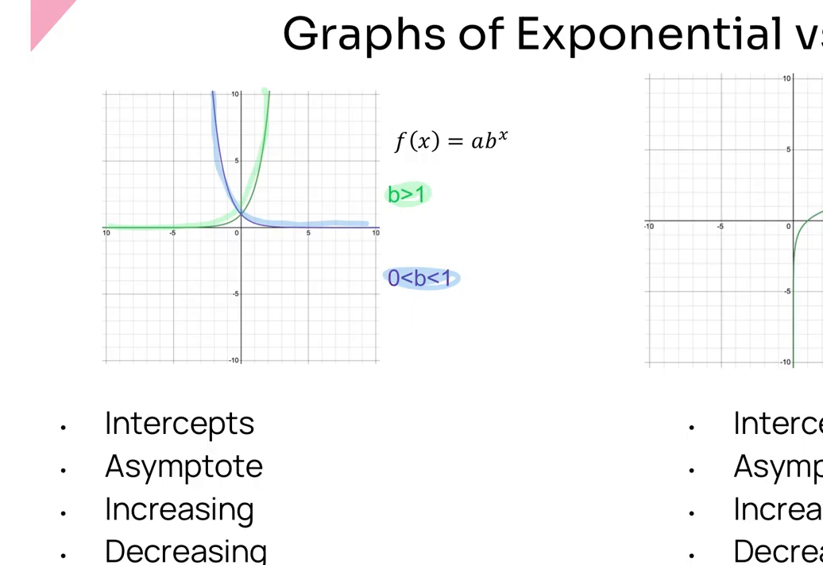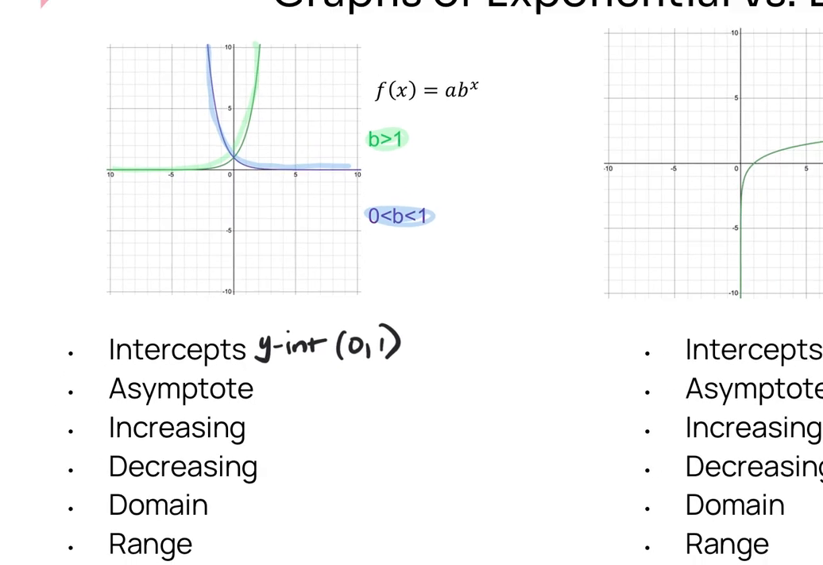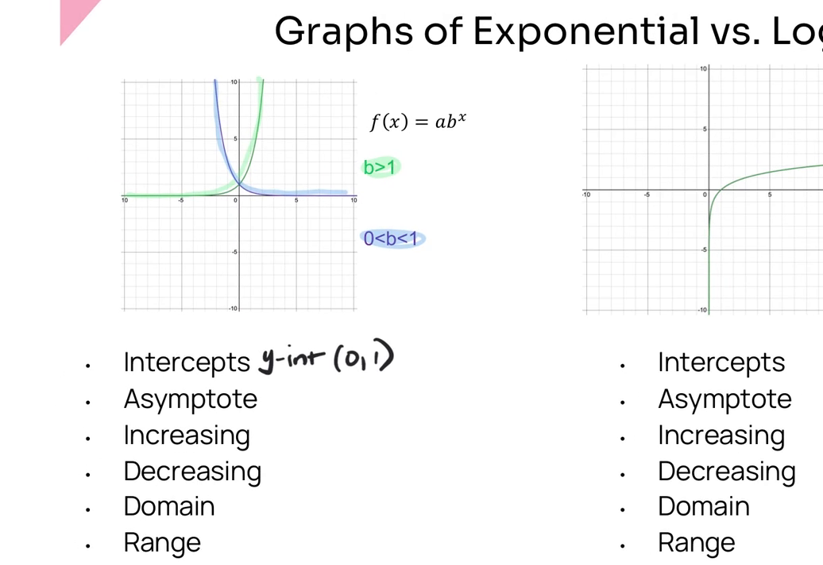different qualities. So the intercepts for both of these, for example, when you're looking at an exponential function, it would ask you for the y-intercept. And what's the y-intercept on both of those graphs? 0, 1. Good. Asymptote. So an exponential function will always have a horizontal asymptote, okay? And on both of these functions, the horizontal asymptote would be at y equals 0.